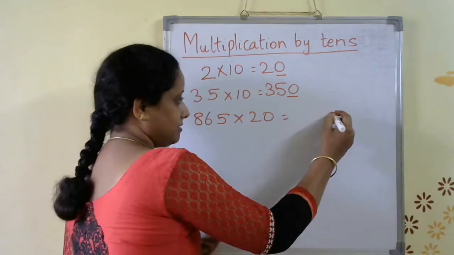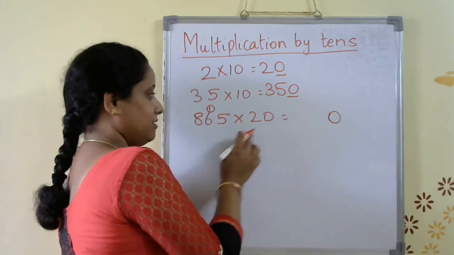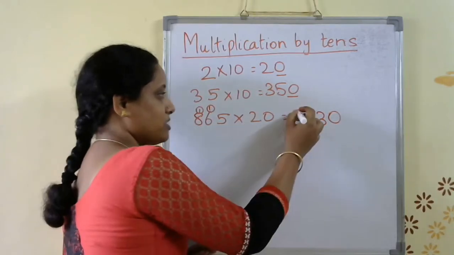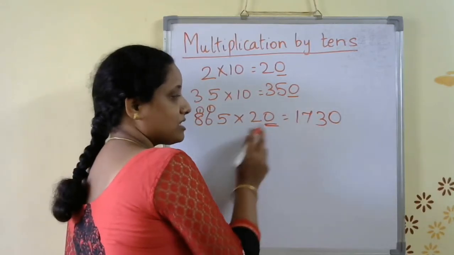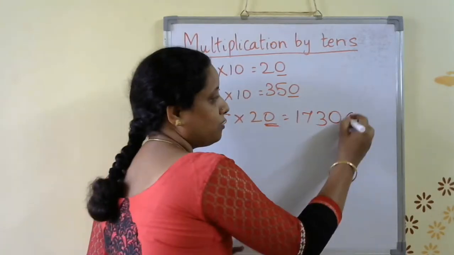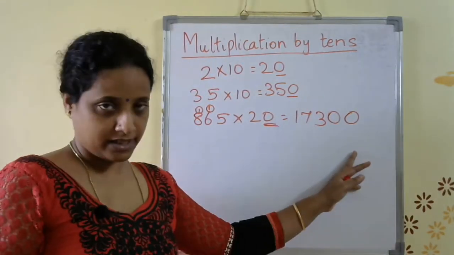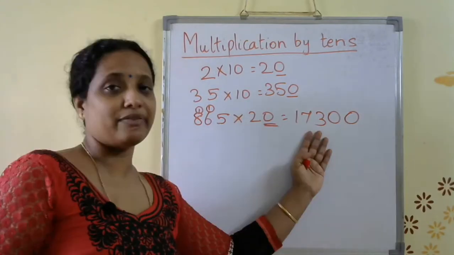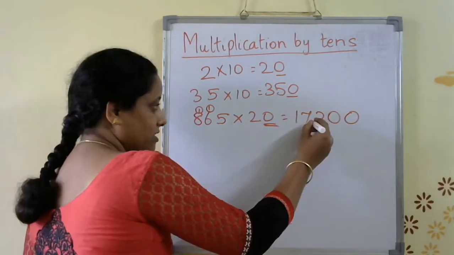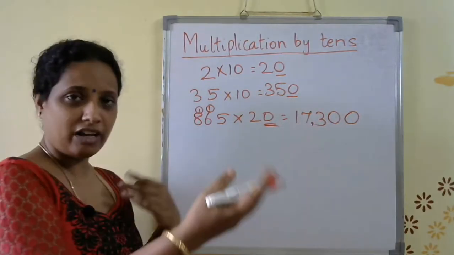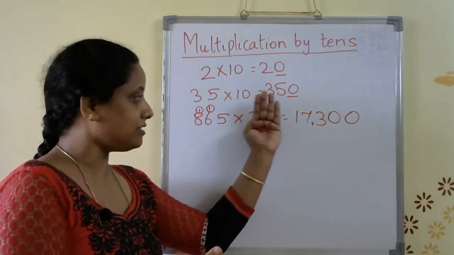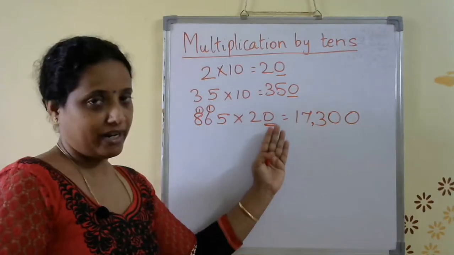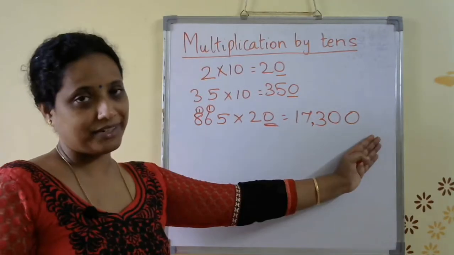So 5 2s are 10, 1 carry, then 2 6s are 12 plus 1 is 13, 1 carry, and 2 8s are 16 plus 1 is 17. There is a 0 in the multiplier, and that 0 will be added to the product. So the answer, 865 into 20, will become 17,300. Okay children, this is the way we multiply. No need to consider this 0; we just multiply the number, and the 0 in the multiplier will be carried over to the product directly.